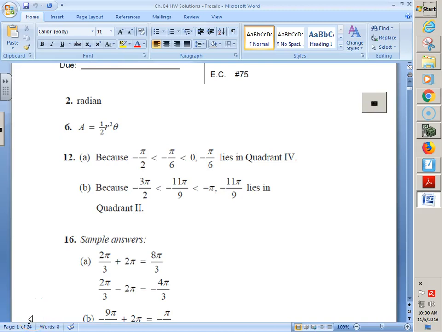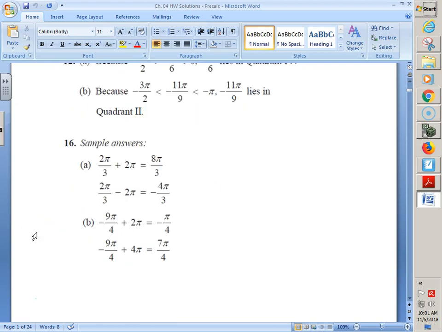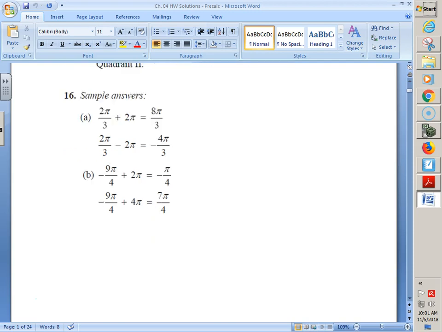2 radians, 6, the formula from our notes. 12A we know lies in quadrant 4, and 12B lies in quadrant 2. Of course they gave extra explanation, but 12A is quadrant 4, B is quadrant 2. 16, sample answers. Isn't it nicer when we know it's like all right, all wrong?